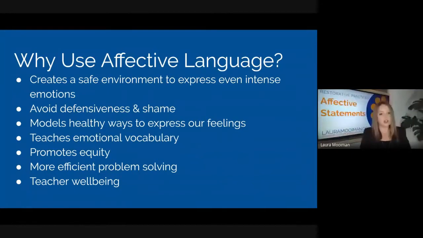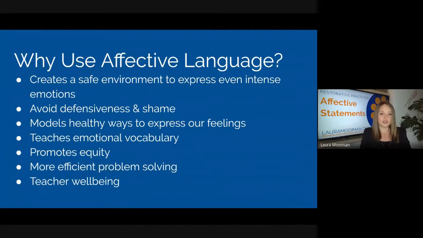And then also, affective language really promotes equity, because no matter who is causing the harm, we're going to ask the same questions. No matter who gets harmed, they get asked the same questions. And that's justice, right? It doesn't matter if you're on my last nerve, you still have a right to go through this process, right? And it's more efficient because we're not making excuses. People get to the point and solve the problem.